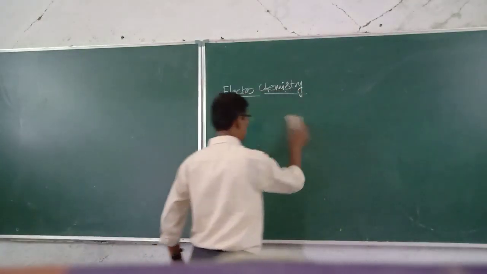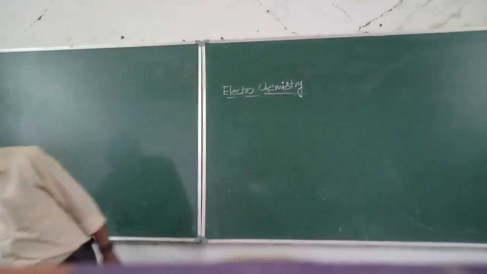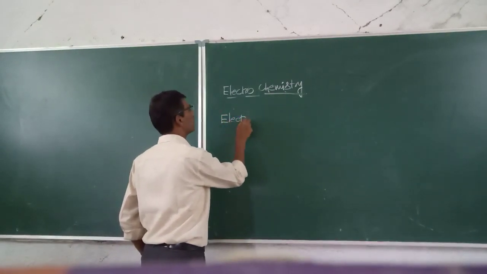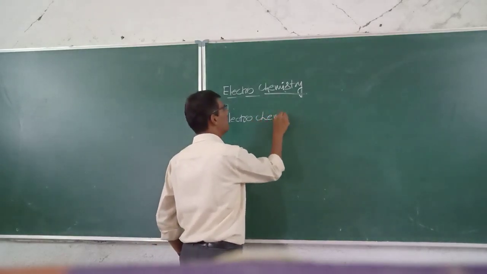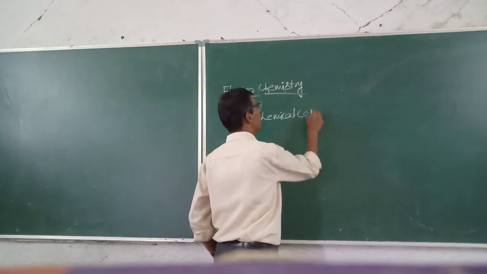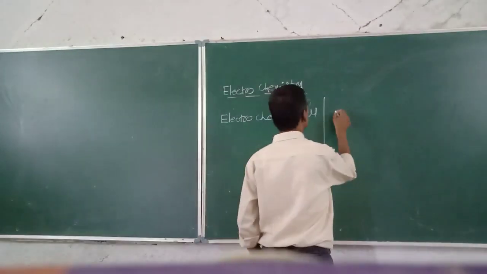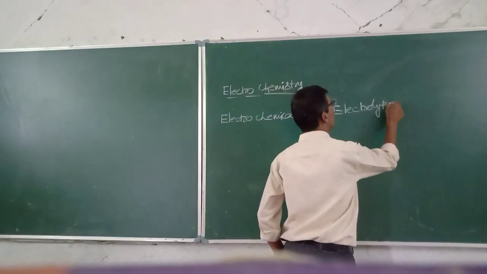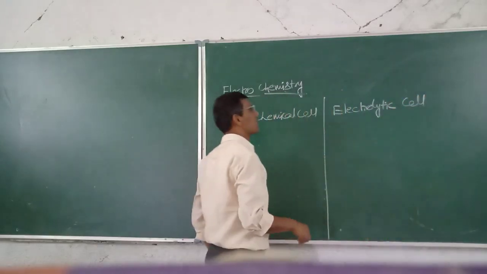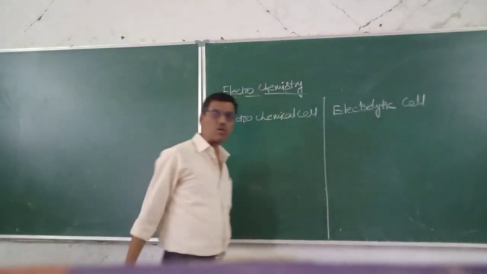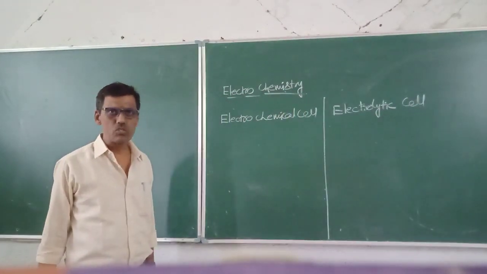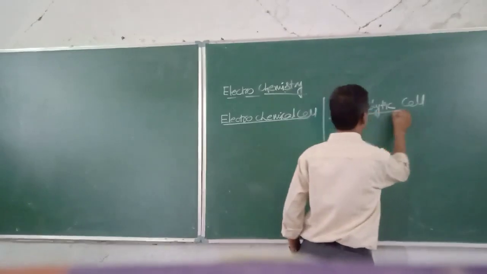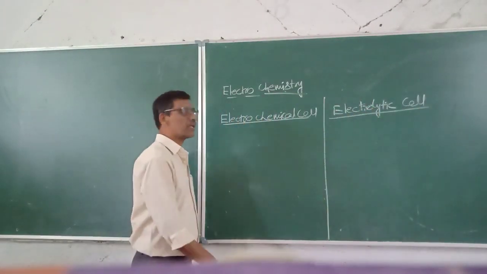We have two types of arrangements. The first one is the electrochemical cell, and the second one is the electrolytic cell. So these are the two types of cells which deal with the chemical changes. We will try to understand what electrochemical cells and electrolytic cells are, and the differences also.